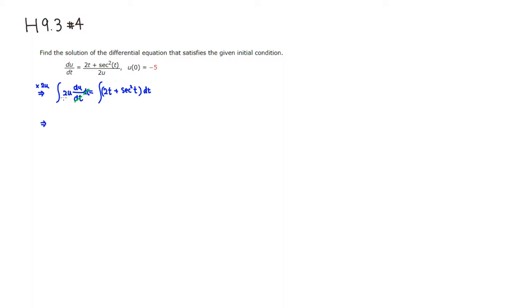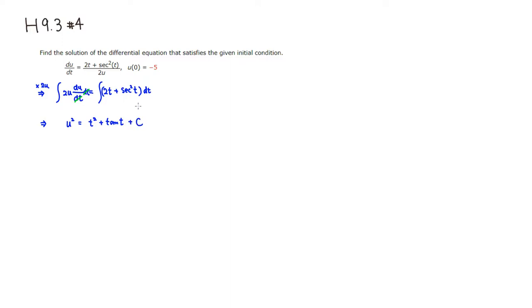Antiderivative of 2u with respect to u would be u squared. And this is equal to, antiderivative of 2t with respect to t is t squared. And the antiderivative of secant squared would be tangent, so you have tangent of t. Then you would have plus some constant c.